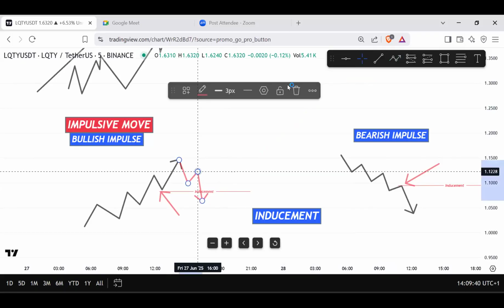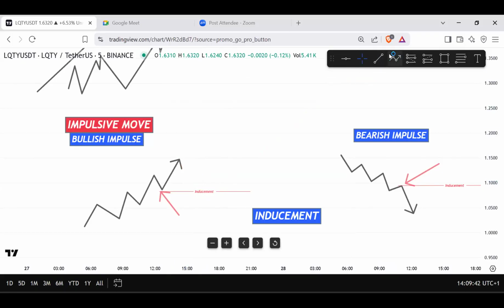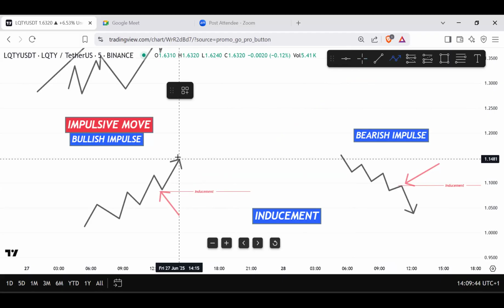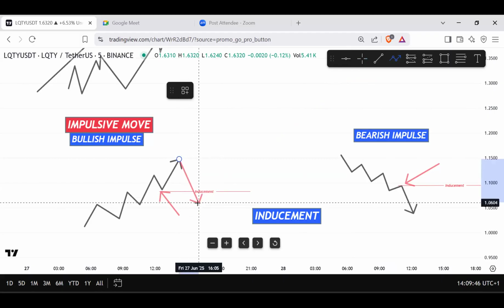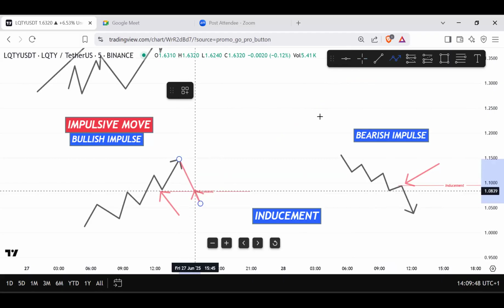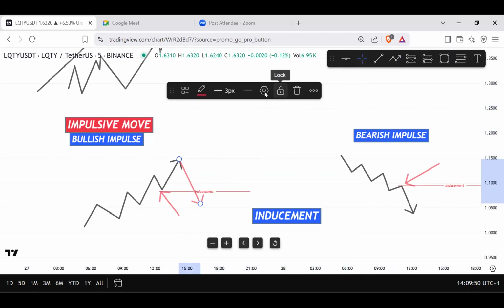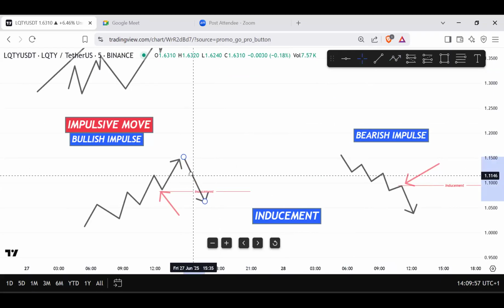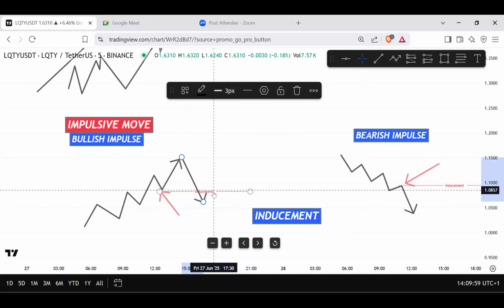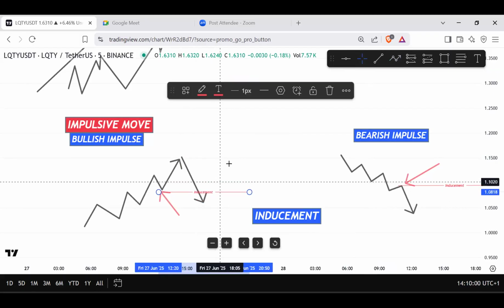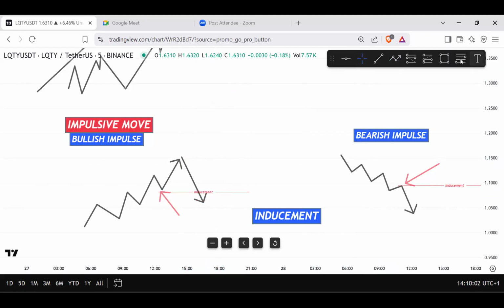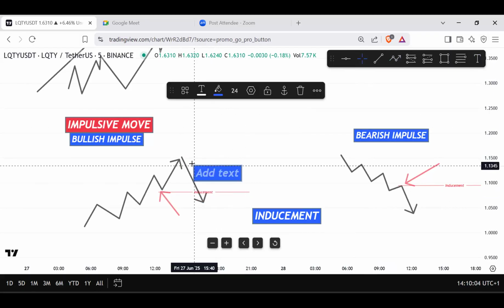So it can either be a single move or it can also just come down like this. It can be straight away or it can be with small movements also. It can eventually come down. As long as it breaks below this inducement, what we call a correction move.